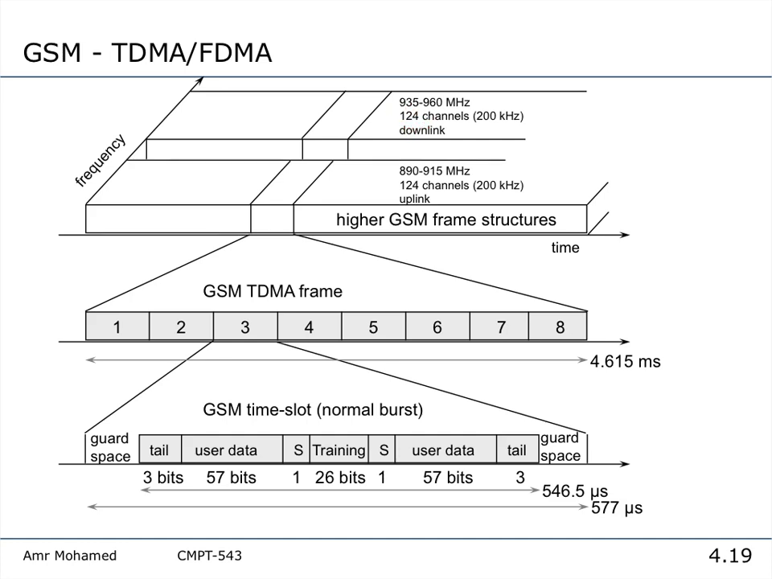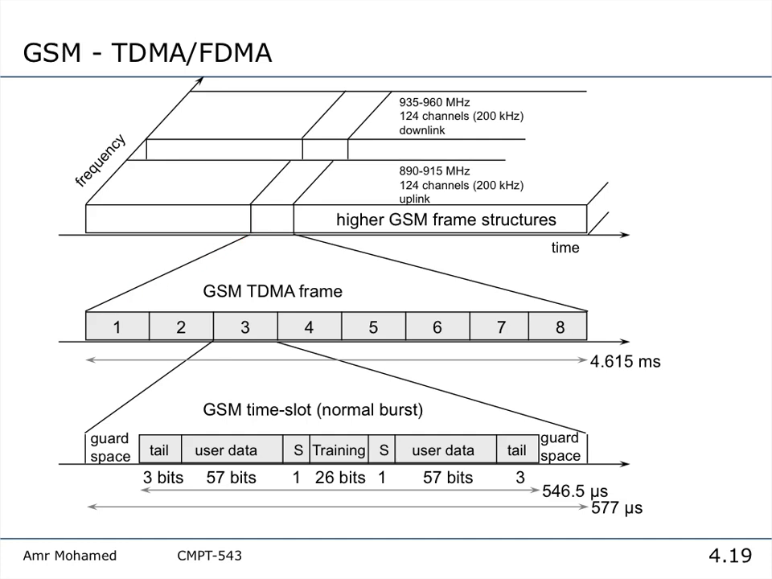So, 124 channels. Each channel has a bandwidth of 200 kilohertz. By the way, in 5G the bandwidth is 20 megahertz per channel, right? So the bandwidth per channel here is 200 kilohertz. So you have 124 channels uplink and 124 channels downlink.